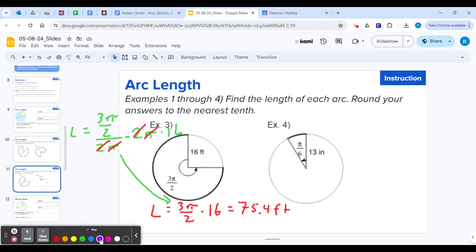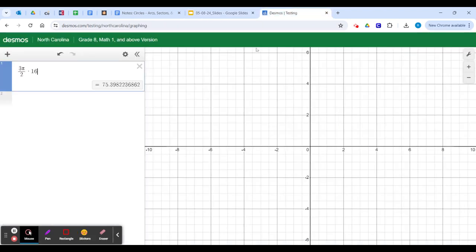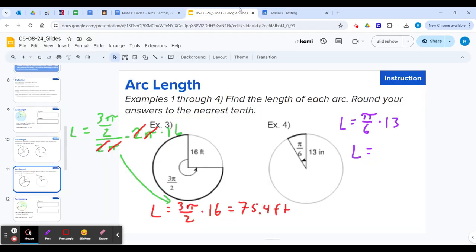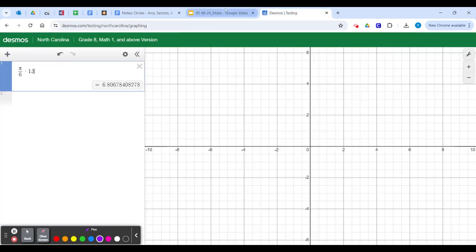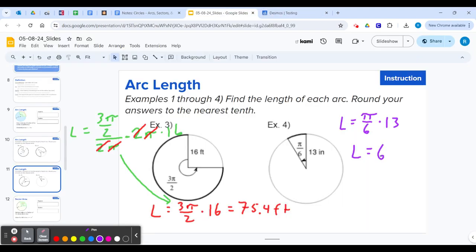So the same thing will happen here for example 4. If we want to calculate that arc length, we can just take our radian measure of the angle and multiply it by the radius 13. So if I type that into Desmos, we get pi over 6 times 13, so we get 6.81. Oh, and we want to round to the nearest tenth, so actually 6.8 is what we get here, and that is in inches.